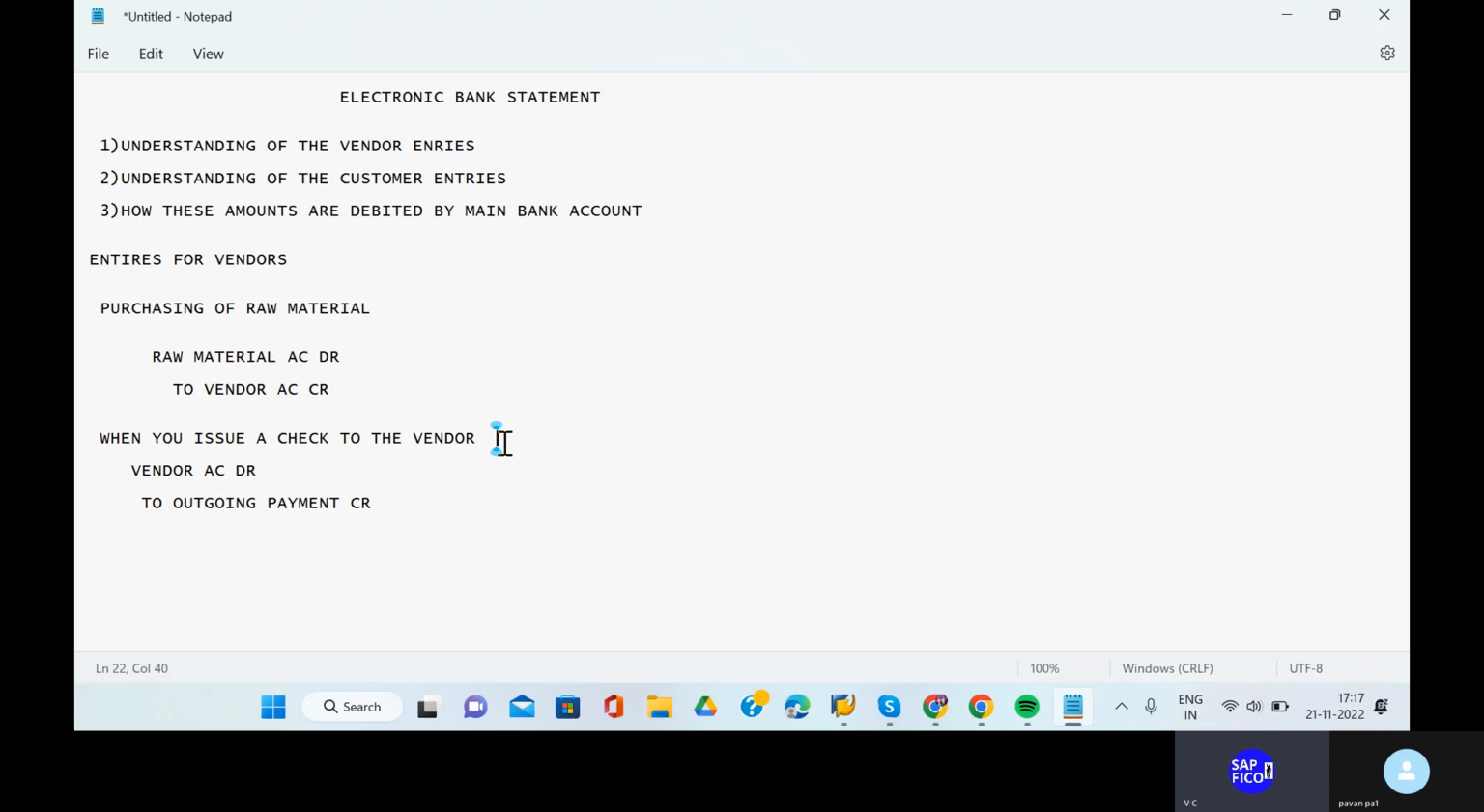Now the third point here is when the amount is debited from the main bank account. Okay, what is the exact entry? So outgoing payment account debtor to the main bank account creditor. Okay, you got the point. Outgoing payment account debtor to the main bank account creditor.